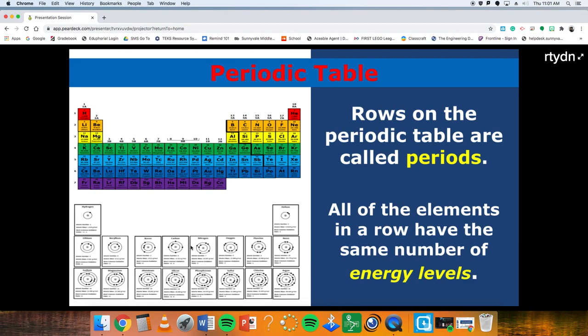Rows on the periodic table are called periods. And you can see there's a great image that has it color-coded kind of like a rainbow. Row 1, hydrogen and helium. Row 2 is lithium all the way to neon. And row 3 is sodium all the way to argon. I'm going to challenge you to memorize those 18.